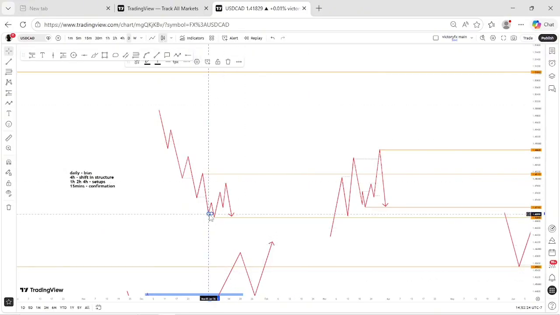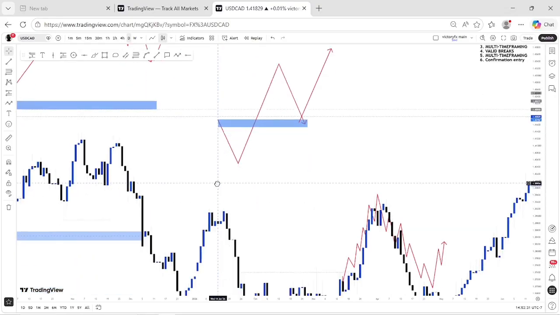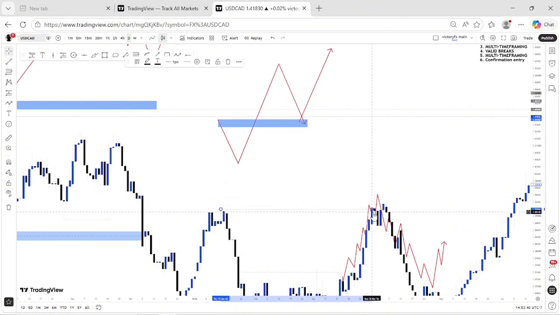Except these two here is a wick to body scenario. This is what I mean by a wick to body scenario. This is the wick of this. This is the wick to a body of a candle. This is a valid break of structure.